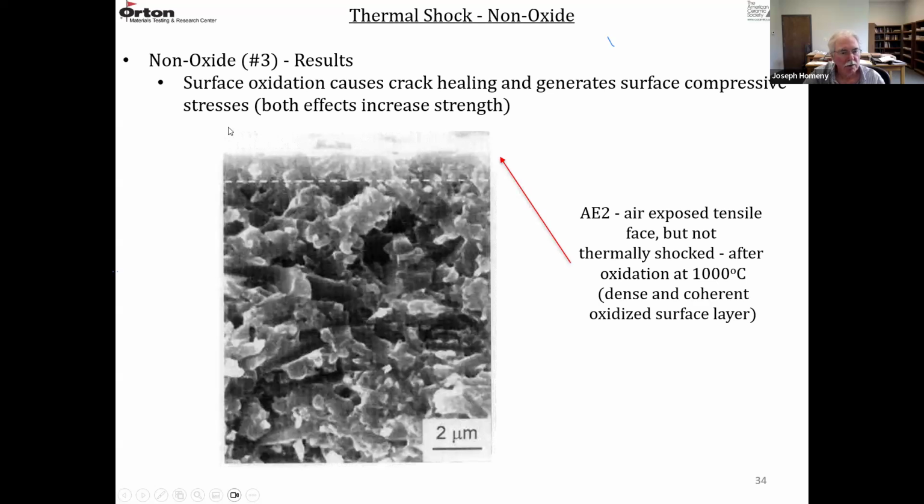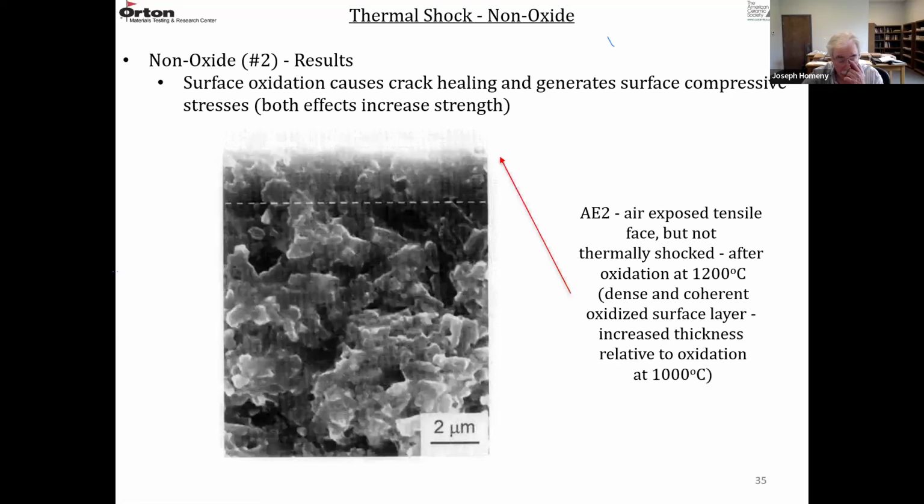The surface is up here. This is again 2 microns. So it looks like the dotted line is about 3 microns below the surface. So now this white layer up here is your silica glass, let's say, the oxidized layer. It is very dense, it's coherent. So you now have a well-oxidized surface layer. That was where the highest strength increase took place.